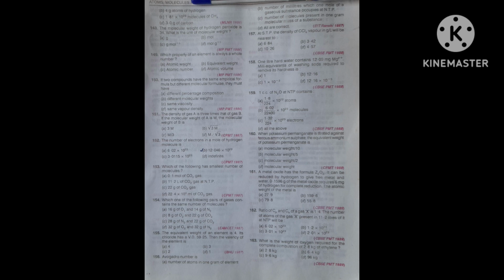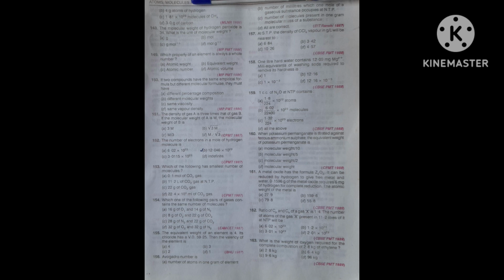This ratio is given, Cp upon Cv is equal to 1.4. This shows that the gas is diatomic. This value 1.4 is there only for a diatomic gas. Cp upon Cv equal to 1.4 shows that the gas is diatomic.